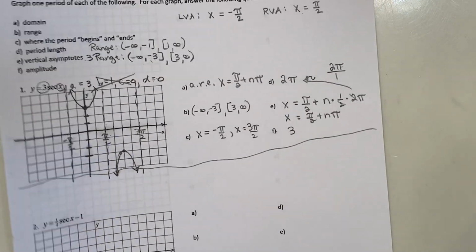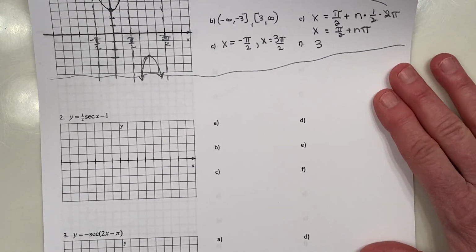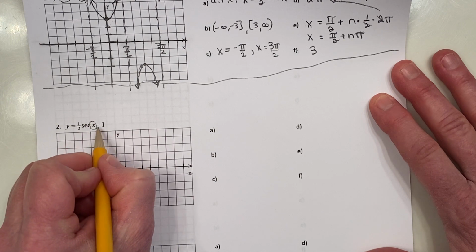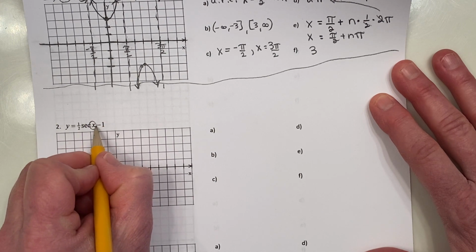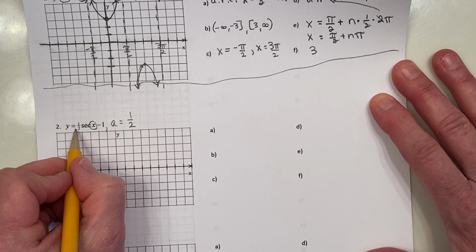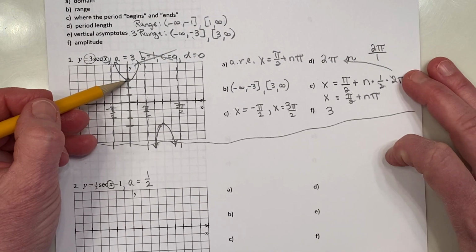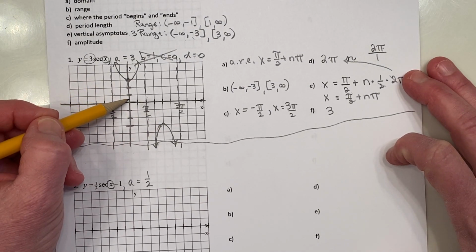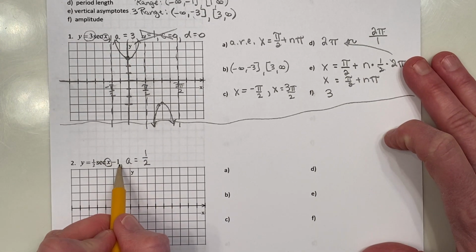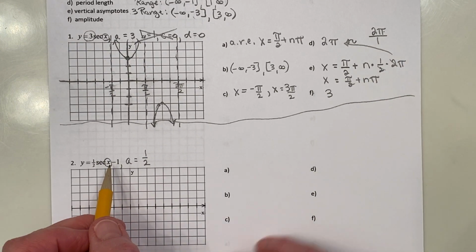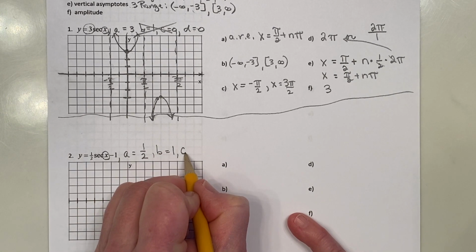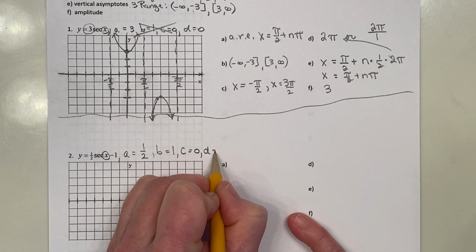All right, let's tackle number 2. I notice that this is bx minus c. I don't have a parenthesis here, so c is not this value. That's actually our d value. So a is a half, so we're vertically shrinking. So it looks like these parts of the graph will start at maybe a half and down here at negative half. However, we do have a shift down as well, so that's going to get a little complicated, but we'll tackle that in a minute. So a is a half, b is 1, we have no c, and d is negative 1.